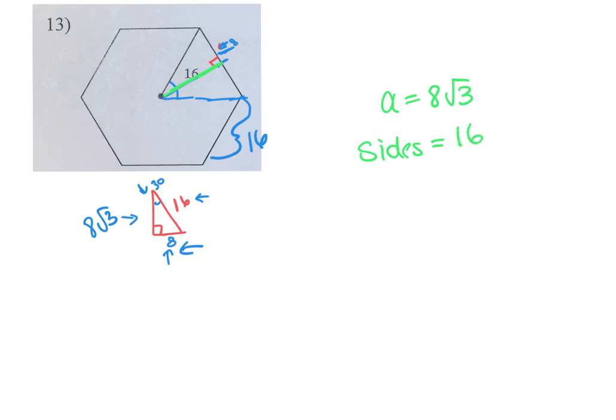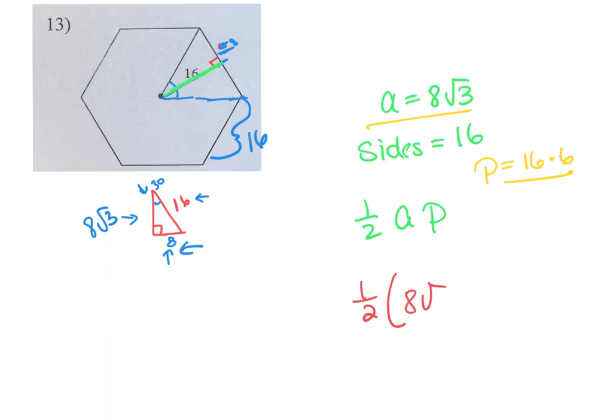What do I need? I need 1/2 apothem times perimeter. I don't have perimeter, but I have one of my side lengths. How many sides do I have? 6. So I'm going to say perimeter is going to be 16 times 6. All right? So I have my apothem. I have my perimeter. I'm just going to plug it in. 1/2 apothem times perimeter. All right? Rounded to the nearest tenth, you should get approximately 665.1. Okay, 665.1.